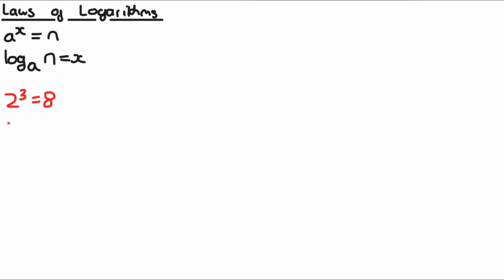So for example, as you already know, 2 to the power of 3 is equal to 8. If I wanted to write this in the log form, it would be log, and then 2 is the a, this is the base, so it's going to come down here, so it's going to be log base 2. Then the 8 is the n part here, so this is going to go in the log like this.